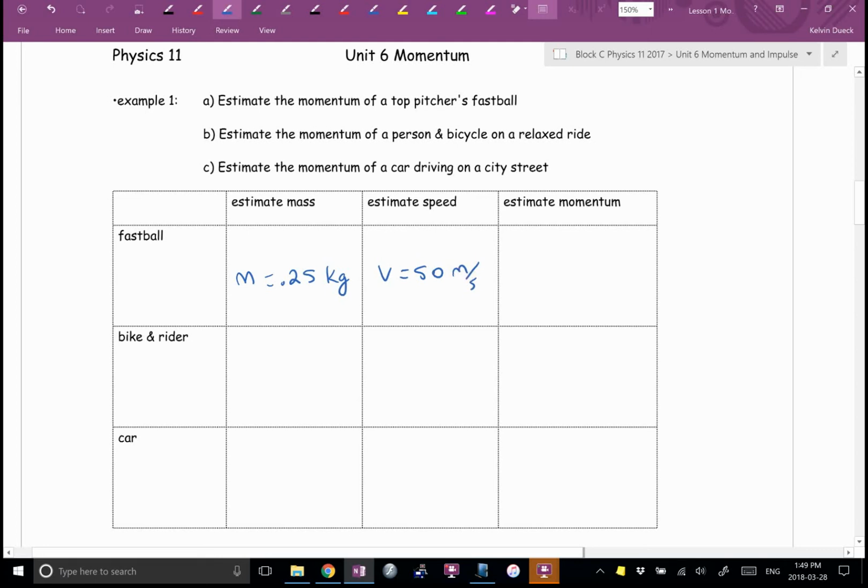How much momentum does a major league fastball have? 12.5, but double check me. This is where you get your calculators out and start typing. Thank you, Tristan, for finally getting your calculator out. Is it 12.5? Yep. What's our symbol for momentum? What variable? P with the vector sign is 12.5 kilogram meters per second.